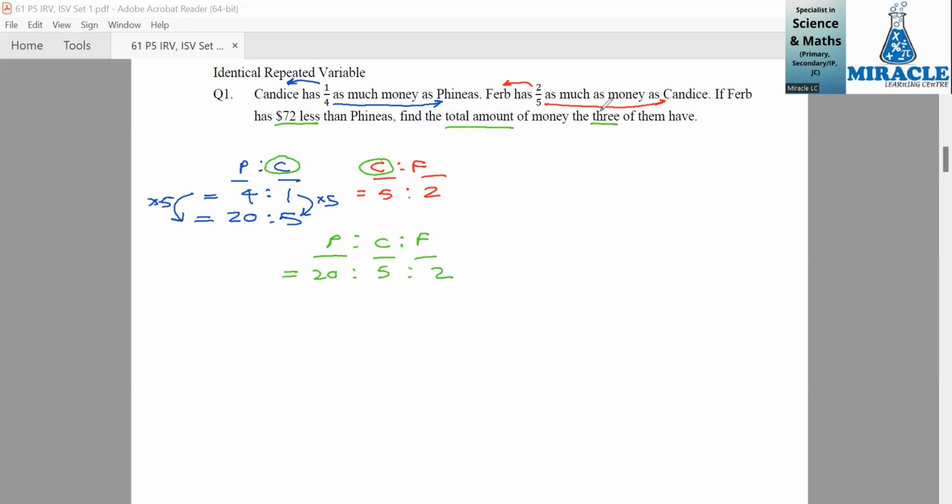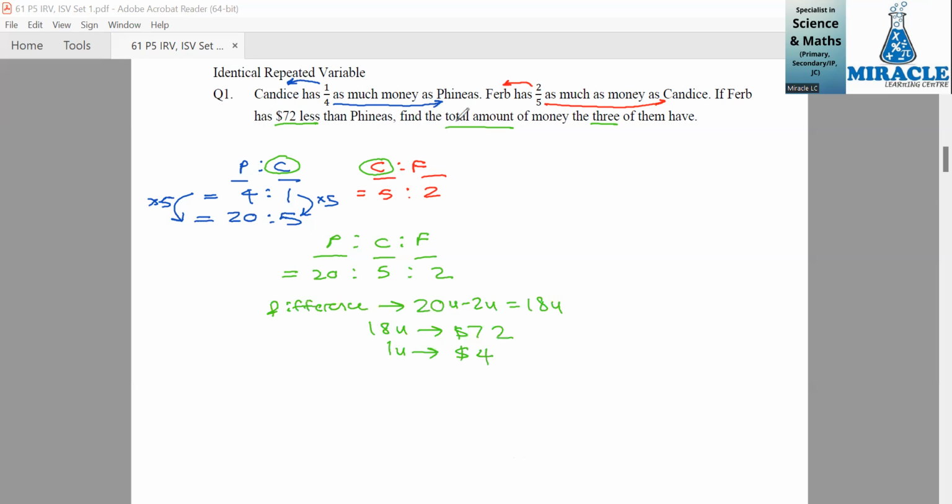Okay, so the question says that Ferb has $72 less than Phineas. So let's find their difference in units. The difference in units between Ferb and Phineas is 20 units minus 2 units. So this gives us 18 units. So we know that 18 units represents $72. So let's find the value of 1 unit. $72 divided by 18 gives us $4.